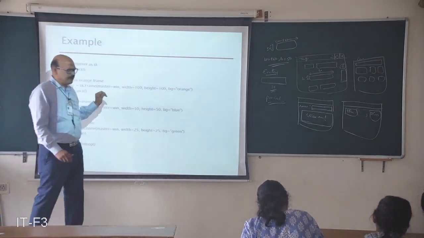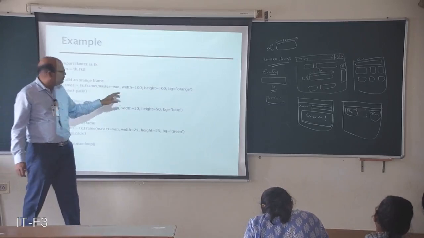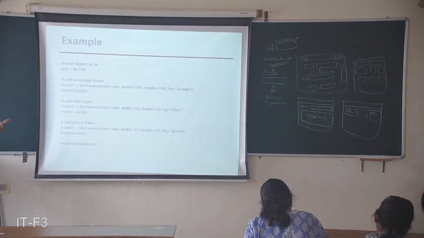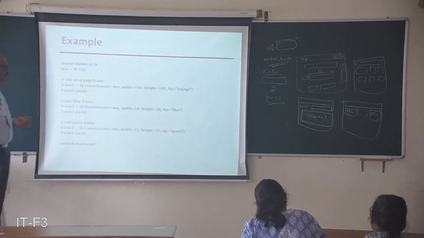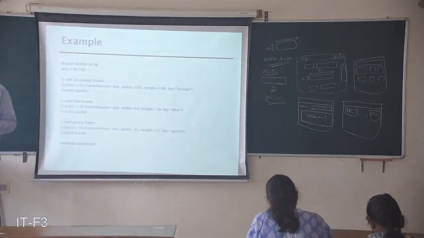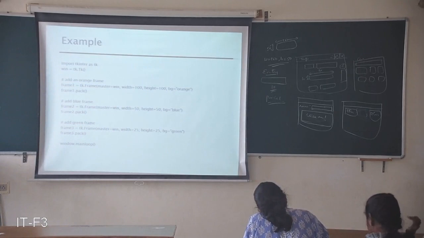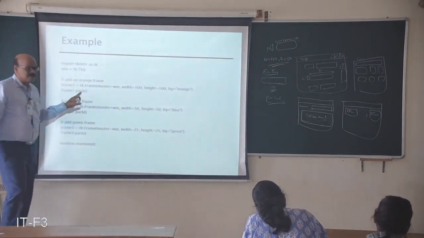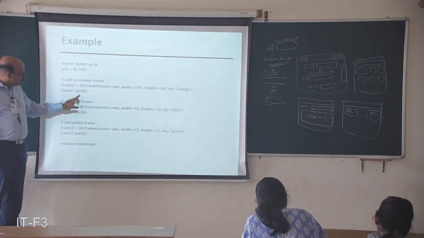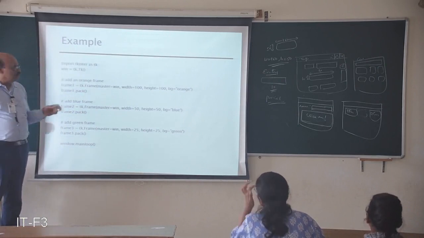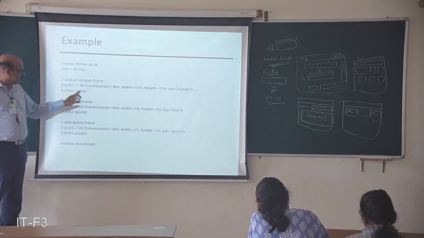Now what dimensions are we specifying for this frame? Width 100 and height 100. So a square frame with 100 pixels height and 100 pixels width would be created in the window. After this, we are setting the background of this frame to orange. Now using this pack geometry manager, I'm adding this frame to the window. The window is already created, frame1.pack.